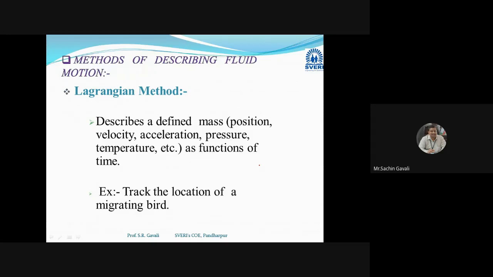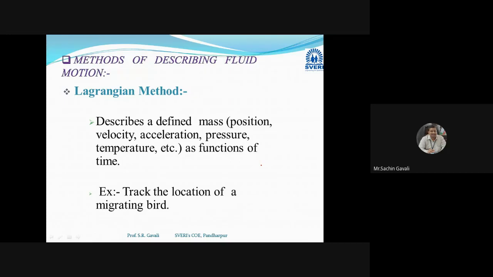For example, let us consider tracking the location of a migrating bird. We have to track the bird: how the bird is going, with which velocity, whether its acceleration is changing, how much pressure is acting on that particular bird. So tracking is important. If we are observing the bird's motion, then we also have to move with that particular bird.